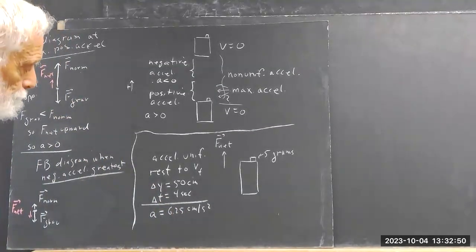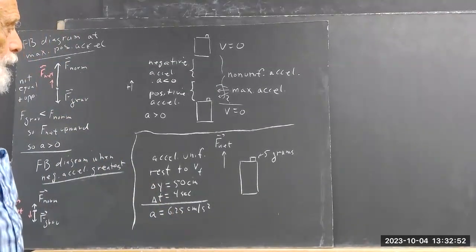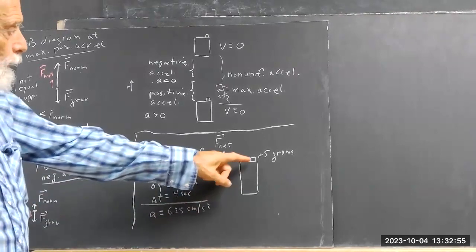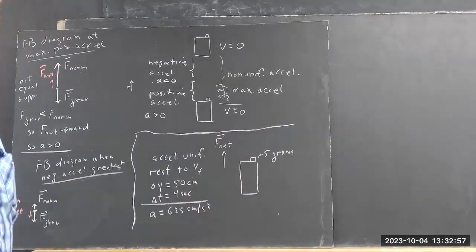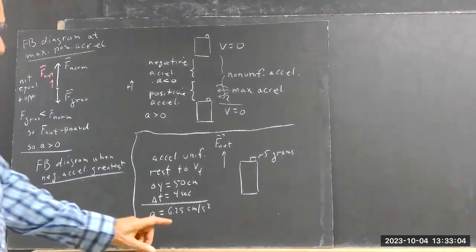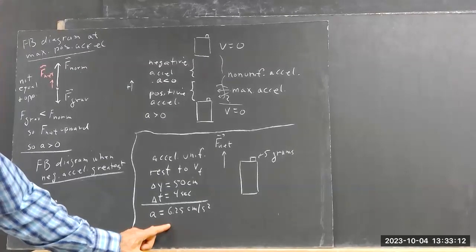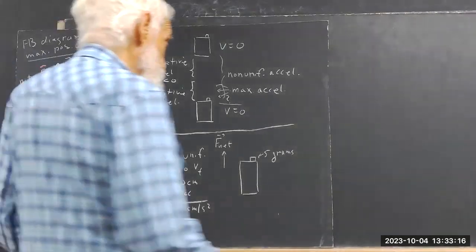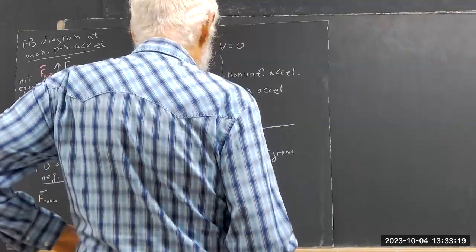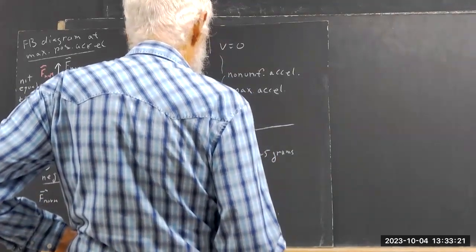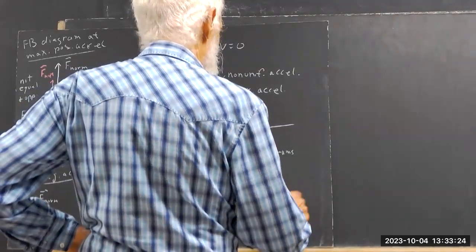So my question is, what's the force on that nickel? What does the free body diagram look like for that nickel? Now you've got an acceleration that you found one way or the other. And even if your acceleration is wrong, you can go ahead and use it. So here I've got a free body diagram.